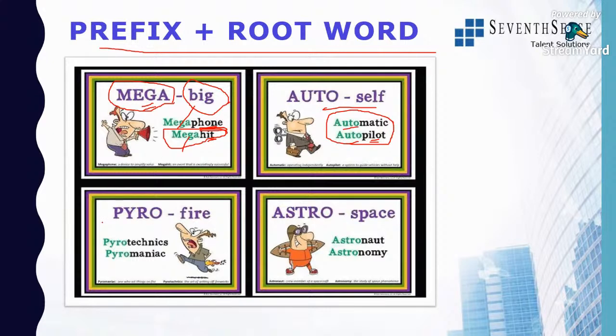Okay, pyro is nothing but fire. Pyrotechnics, fire techniques. You can tell the meaning like that. Techniques is a root word, you can't change it. So pyrotechnics, fire techniques. There are some fire techniques. And coming to astro, it is nothing but related to space. Astronaut is a person who is working in a space organization. Astronomy is a study, the study of space.